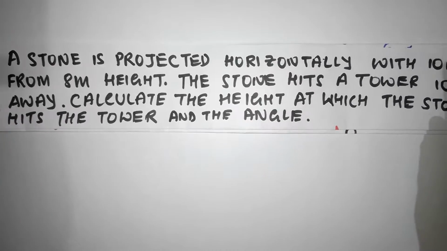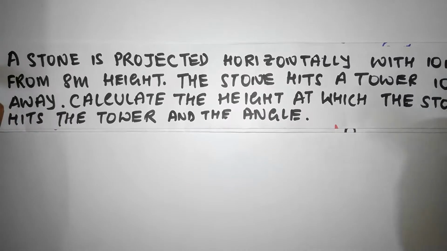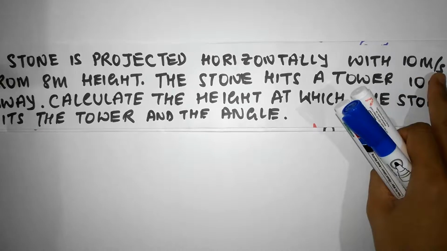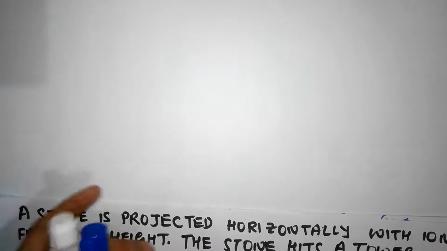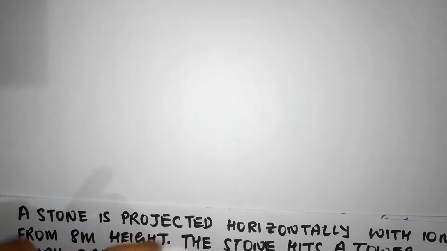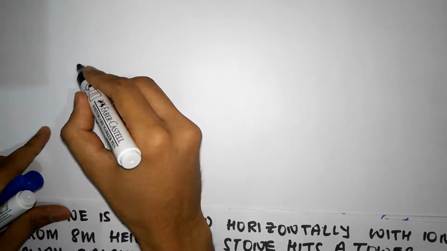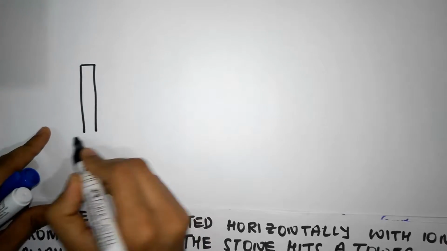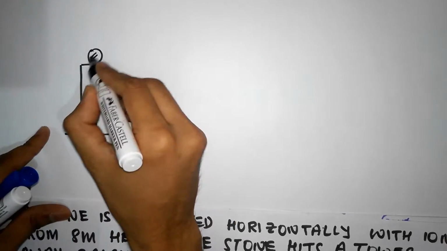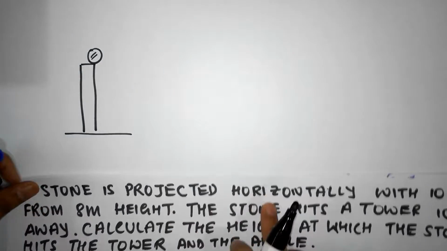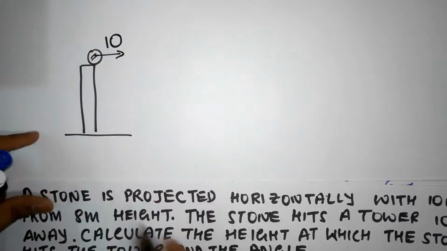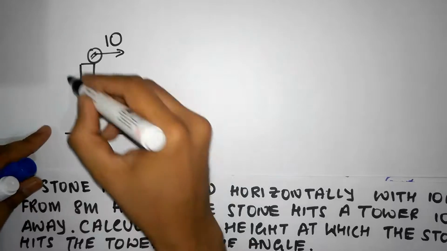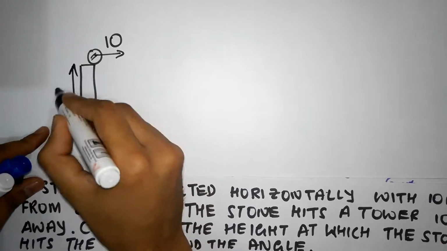Here's the next problem. You have a stone that is projected horizontally with 10 meters per second from 8 meters height. So let's quickly draw that first before we continue. Otherwise, I'll have to continuously keep looking at the problem. So we have a stone that is projected horizontally with 10 meters per second from a height of 8 meters.